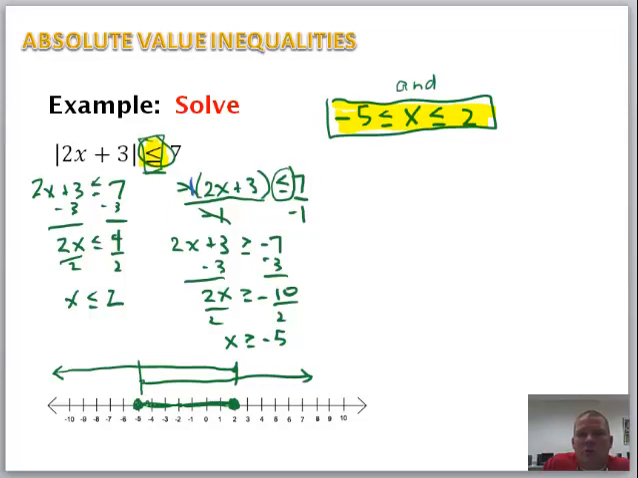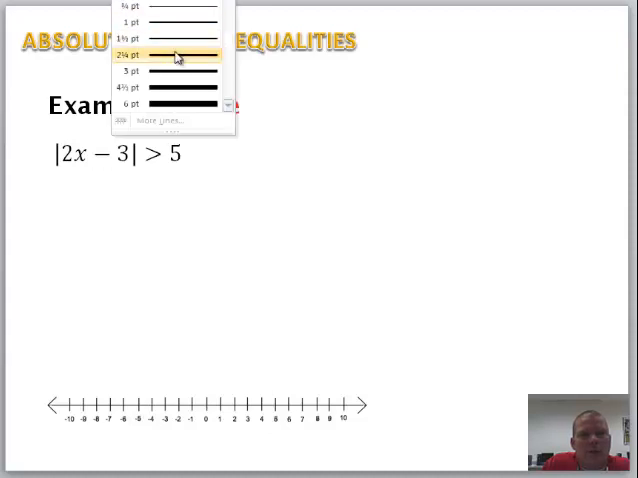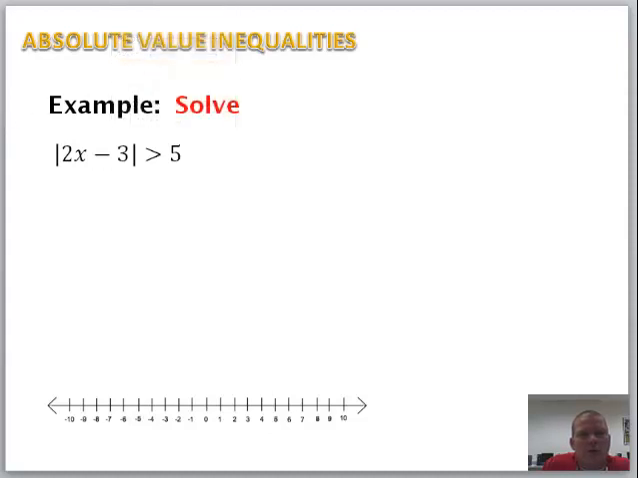Let's look at the situation when I have greater than or equal to. Alright, so here's our example. The absolute value of 2x minus 3 is greater than 5 this time. So I'm going to write it as two inequalities. 2x minus 3 is greater than 5. And I'm going to do the negative of that. Negative (2x minus 3) is greater than 5 also.